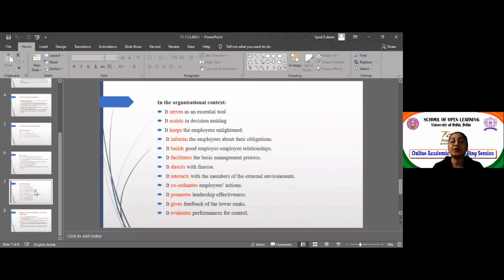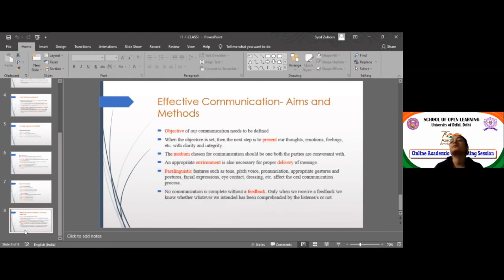It helps in keeping the employees or the professionals informed about the tasks of the organization. It helps in facilitating the basic management processes. It helps in coordinating within the organization, the kind of coordination that's happening among the employees. And it helps in promoting active leadership. It also helps in evaluating the employee or the professional. And of course the main idea of feedback, that you can always receive and give feedback in an organization through the tool of communication.